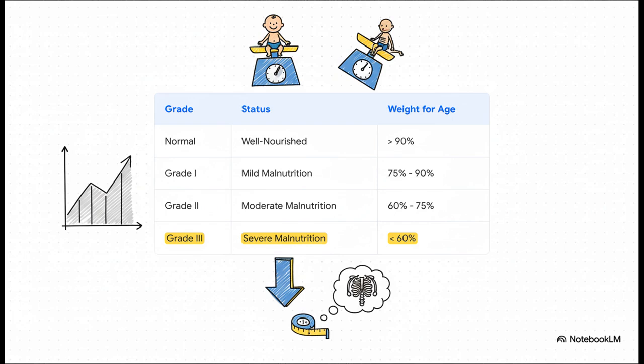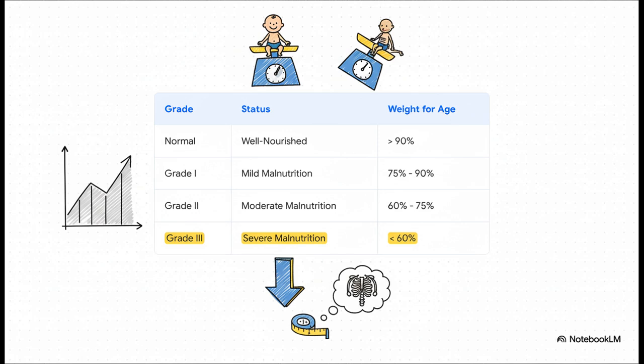So how do doctors even measure this? Well, one of the classic methods is the Gomez classification, which is based on a child's weight for their age. And just look at the numbers. To be classified as grade 3, that's severe malnutrition, a child weighs less than 60% of what they should. I mean, just let that sink in.